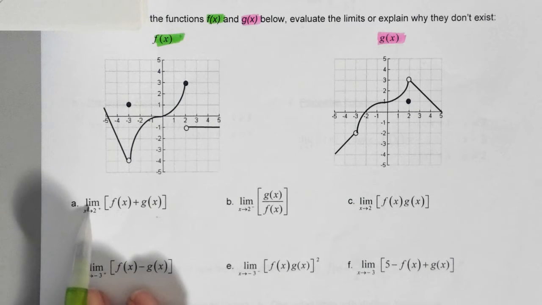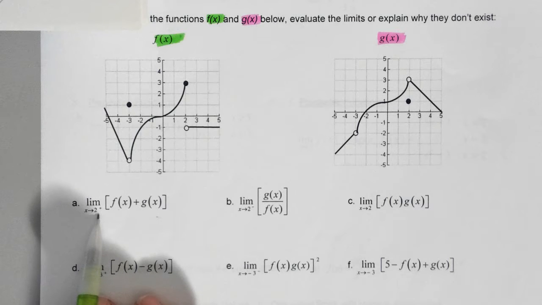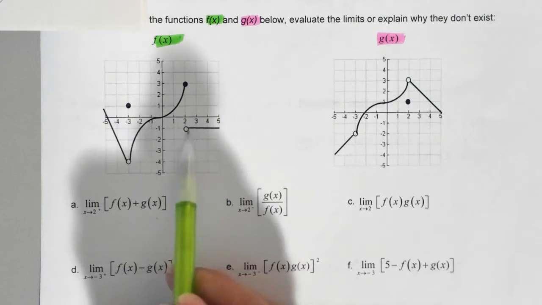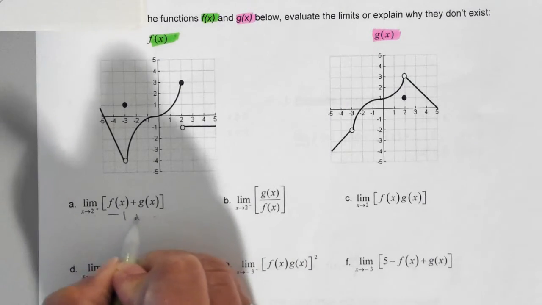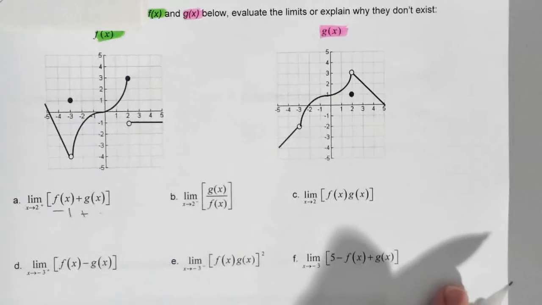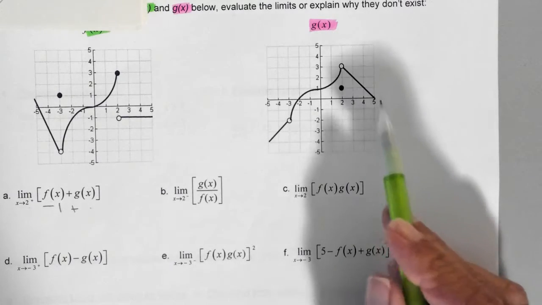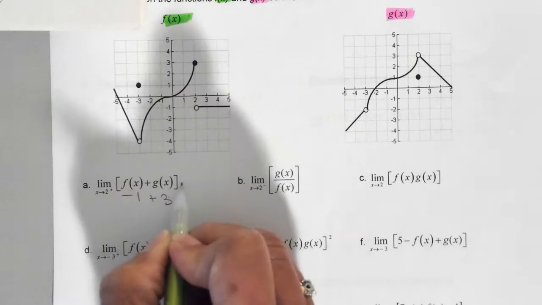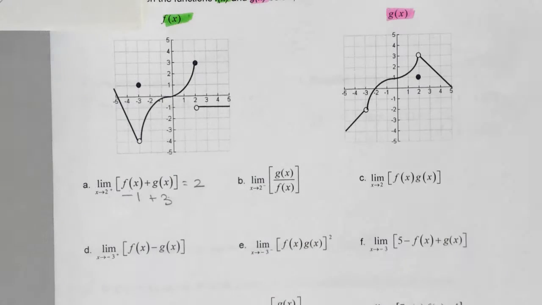So here, if we just evaluate the limit as x approaches 2 from the right of f of x, what does that give me? -1, okay. Plus the limit as x approaches 2 from the right of g of x. From the right. It is 3. So then the limit overall is 2. You're done. So kind of common sense, right?